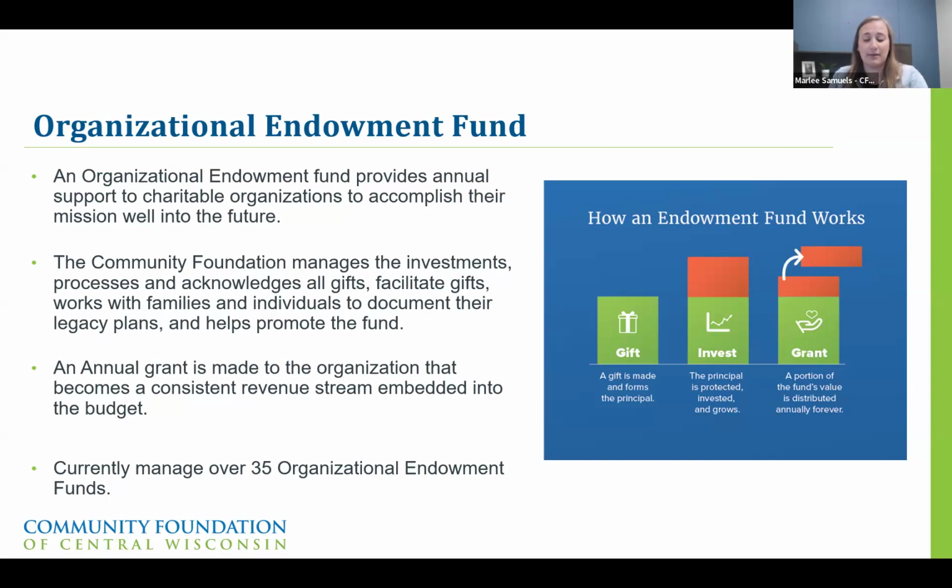Currently, the Community Foundation manages over 35 of these organizational endowment funds, which means there are 35 different nonprofits already in tune and working with this fund type. And thankfully, we have John Harry, Tasha Beestman, and Danielle Belsky here, each on behalf of their nonprofit organization to talk about their endowment fund, why they have it, a little bit about their donors, etc. So that's a little bit of background, and we're going to start with Tasha.